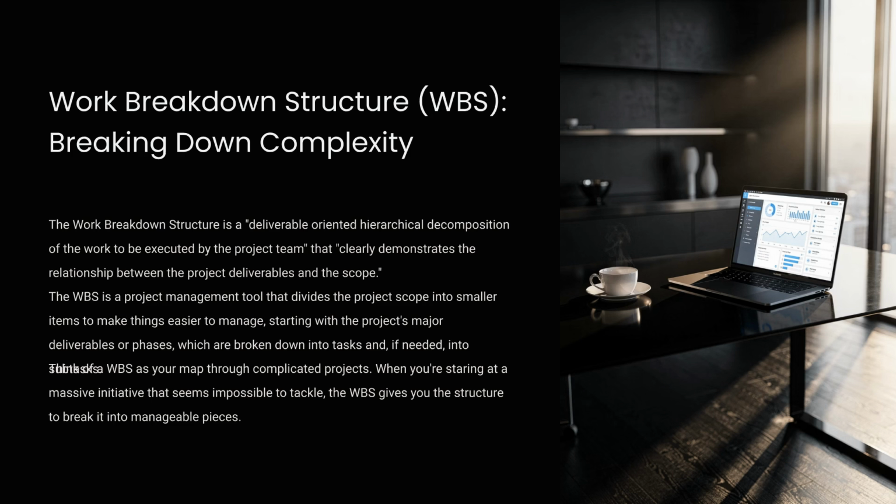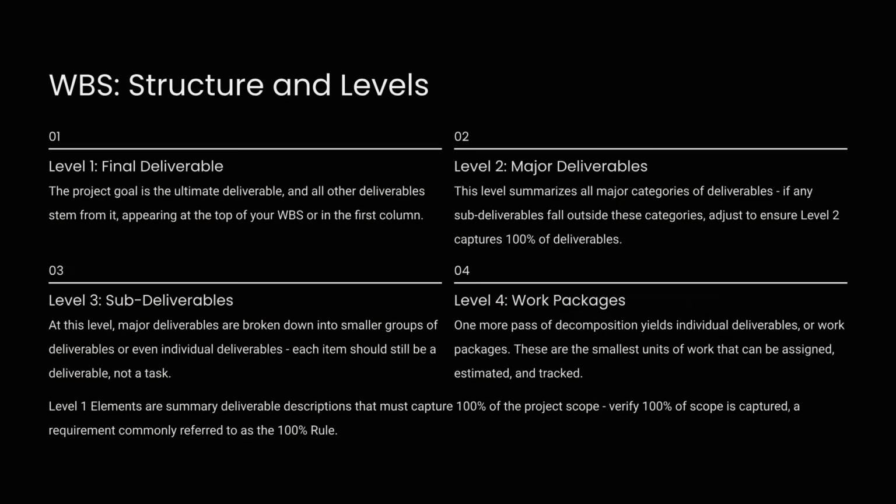The Work Breakdown Structure, or WBS, is a deliverable-oriented hierarchical decomposition of work. It breaks down project scope into smaller, more manageable items, serving as your map through complicated projects. A WBS is structured in levels, starting with the Level 1 final deliverable and progressing down to Level 4 work packages. Work packages are the smallest units of work that can be assigned, estimated, and tracked.